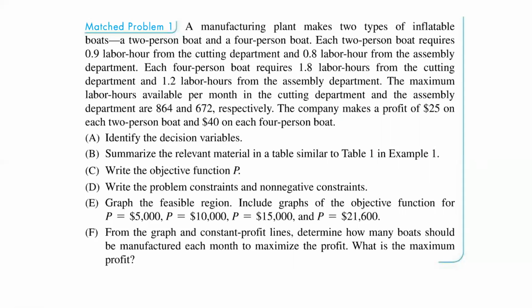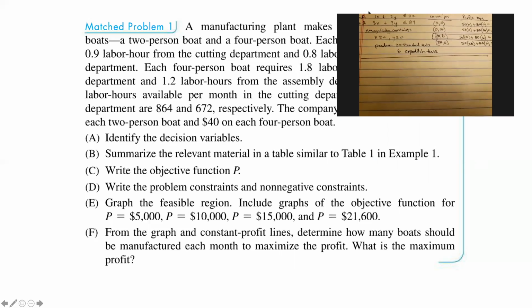Now, if we return back to a problem we've seen before, which was the boat problem, you guys should have that pretty fresh in your mind because you just did that in 5.2. So I think I have all that information up here, and hopefully you guys do too. So let's pull that up real quick. So again, just to reread the problem, basically a manufacturing plant makes 2-person boats and 4-person boats, and they're inflatable boats.